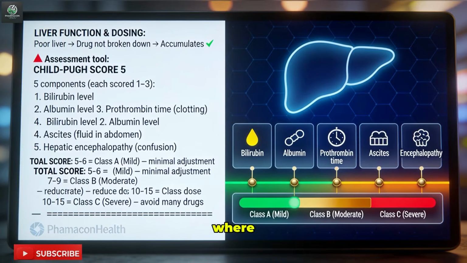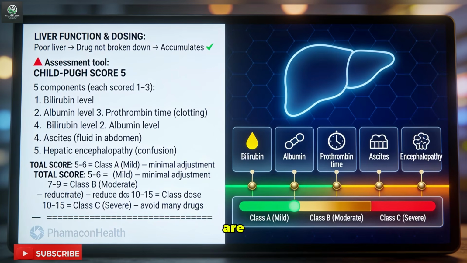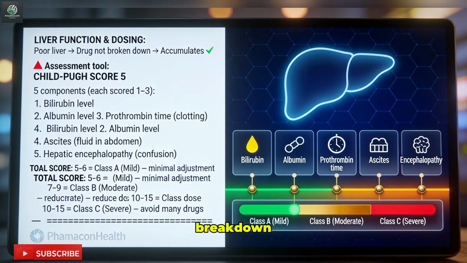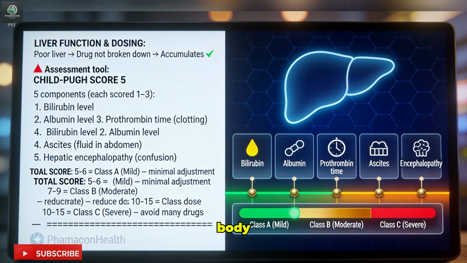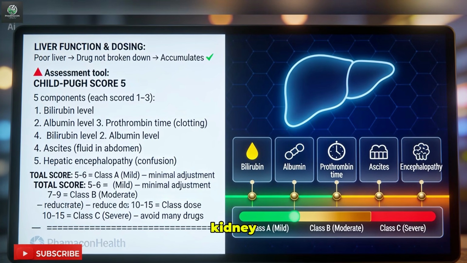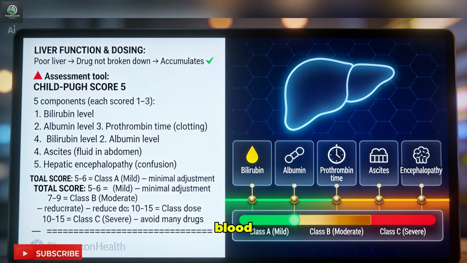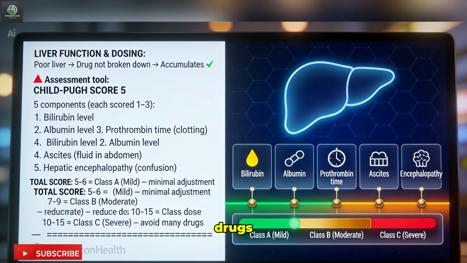The liver is where most drugs are broken down, metabolized, before they are eliminated from the body. When the liver is damaged, this breakdown process slows down, and drugs stay in the body at higher concentrations for longer than expected, like kidney function. There is no single simple blood test that directly measures how well the liver metabolizes drugs.